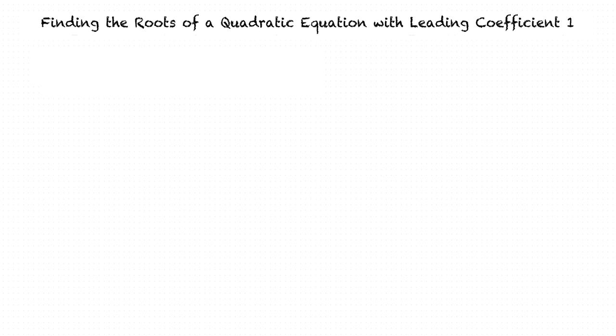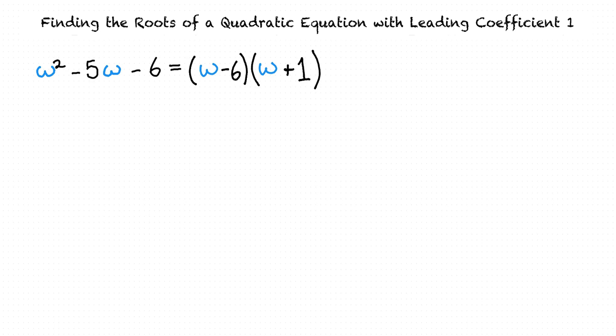This is an example video for the topic, Finding the Roots of a Quadratic Equation with Leading Coefficient 1. When we see a quadratic equation like this, we can rewrite it by factoring it. But where do these numbers here, -6 and +1, come from? To think about this, let's work backwards. Let's start with our factored version, multiply these two binomials together, and then see what we get.